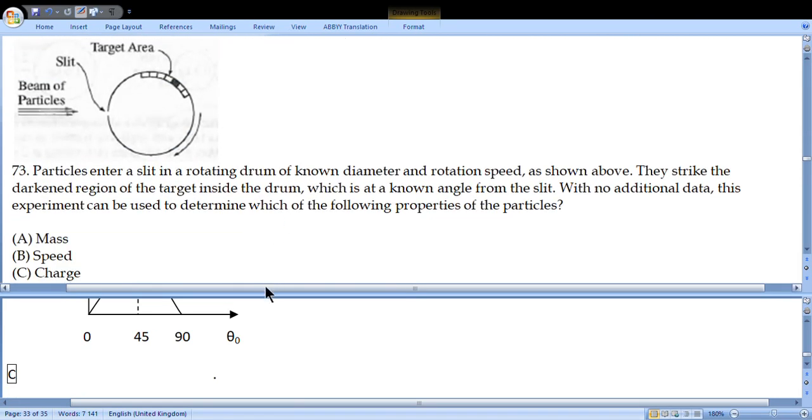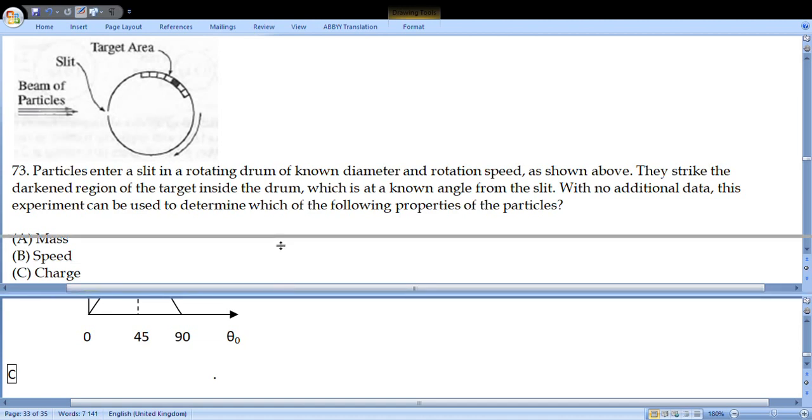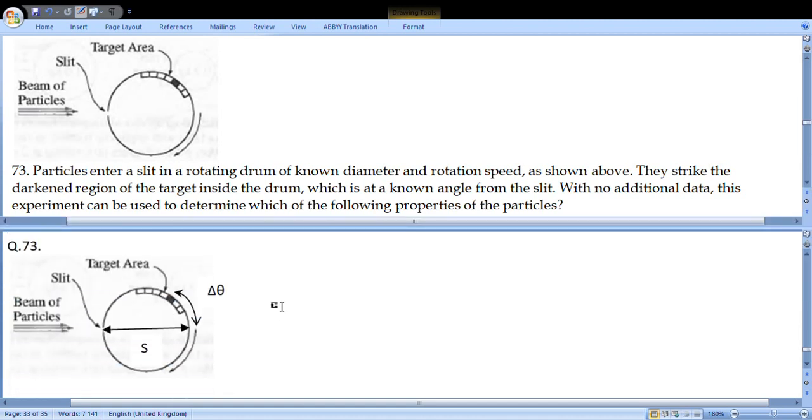73. Particles enter a slit in a rotating drum of known diameter and rotating speed as shown above. They strike the darkened region of the target inside the drum, which is at a known angle from the slit. With no additional data, this experiment can be used to determine which of the following properties of the particle?